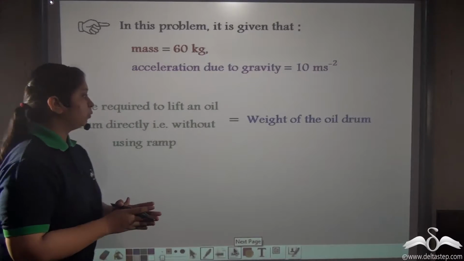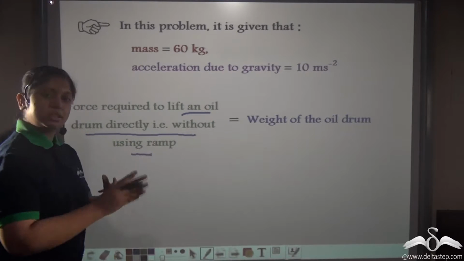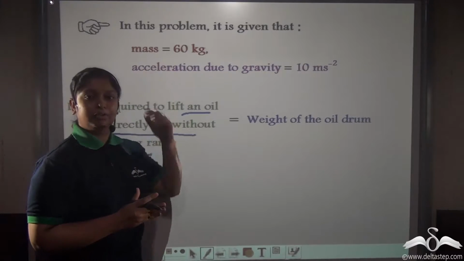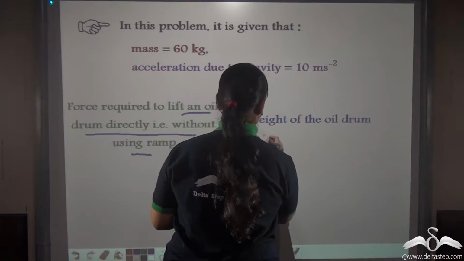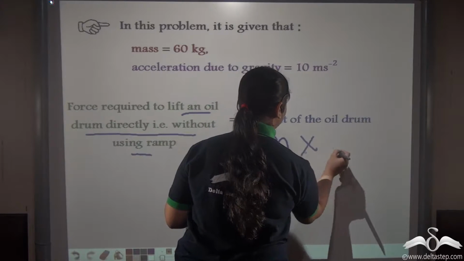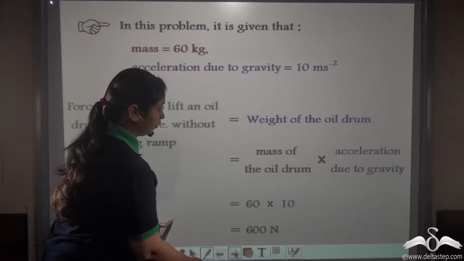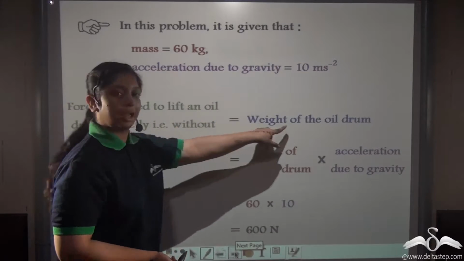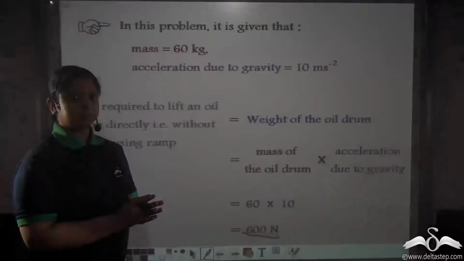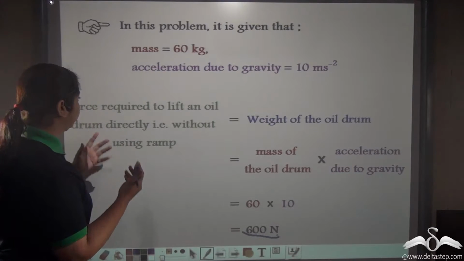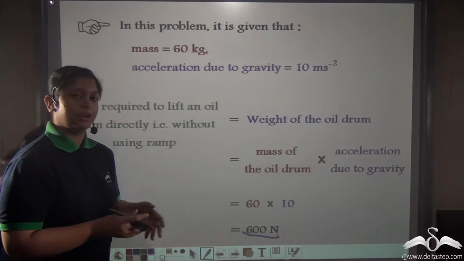So the force which is needed to lift an oil drum directly without using the ramp would actually be the weight of the oil drum. And the weight can be written as mass into acceleration due to gravity, or g. So multiplying the mass into acceleration due to gravity, we get 600 Newton. So the force which is required to lift the oil drum directly without the ramp is 600 Newton.